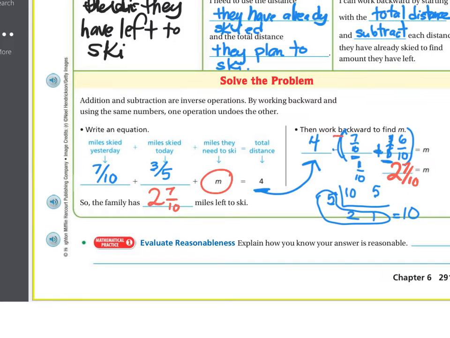Okay, so don't add these together and then subtract. You have to subtract them separately. Okay? All right, next problem.